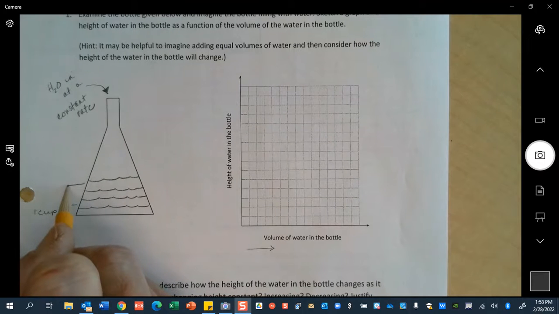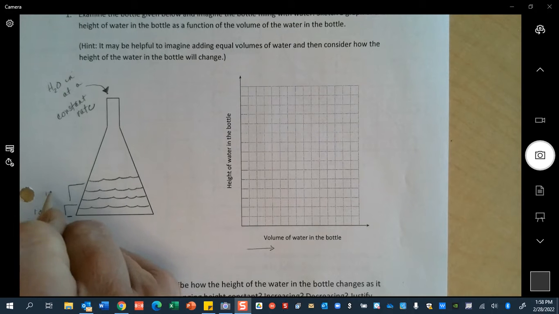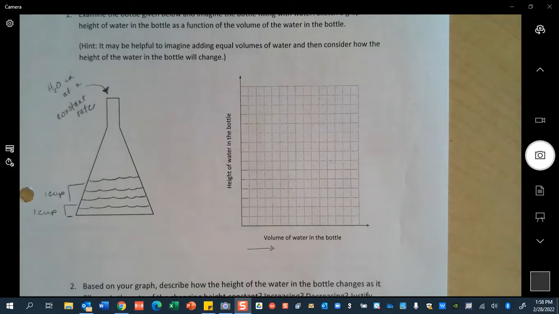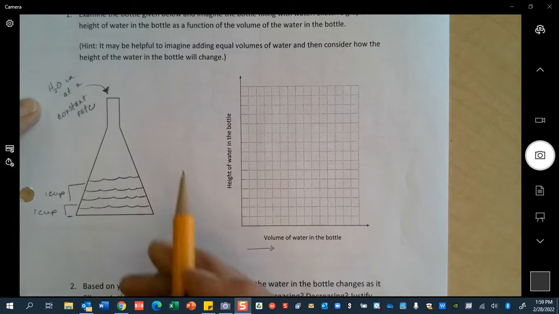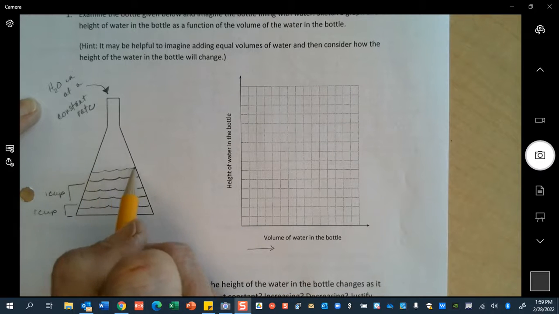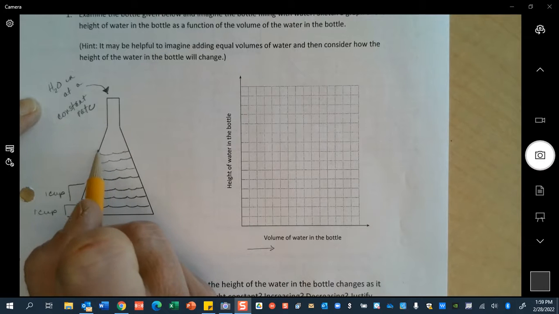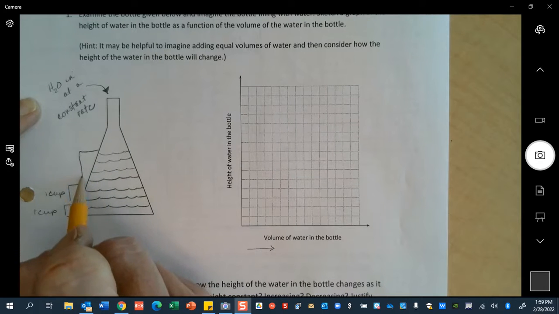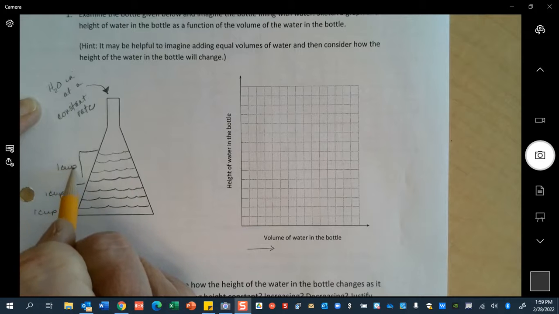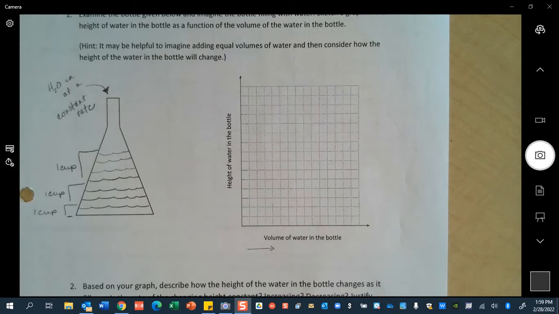Because the bottle is skinnier. So I bet maybe as we get taller, 1 cup is going to be a taller band because I have a smaller width. You okay with that? Because remember, my volume is increasing at a steady rate because my water is coming into the bottle at a steady rate. So if I keep filling up that bottle, maybe my next cup is going to need that much.